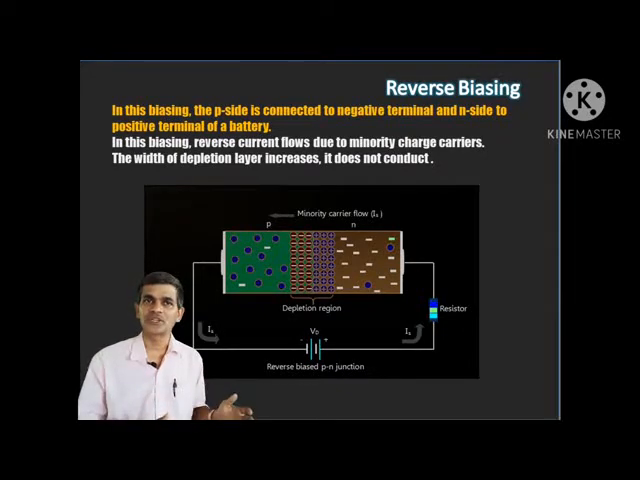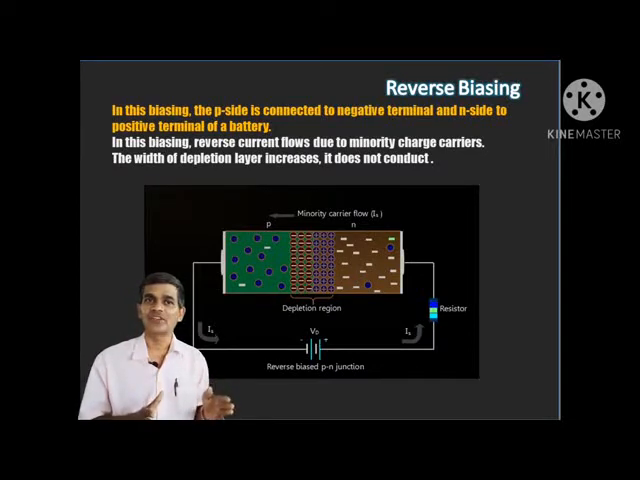In these junctions, the barrier potential increases. How does it increase? Because the P side is connected to the negative terminal, all majority charge carriers are attracted by the negative potential of the battery, and the N side is connected to the positive terminal, so all electron majority charge carriers are attracted by the positive of the battery. As a result, the junction potential, or depletion region's width, increases.